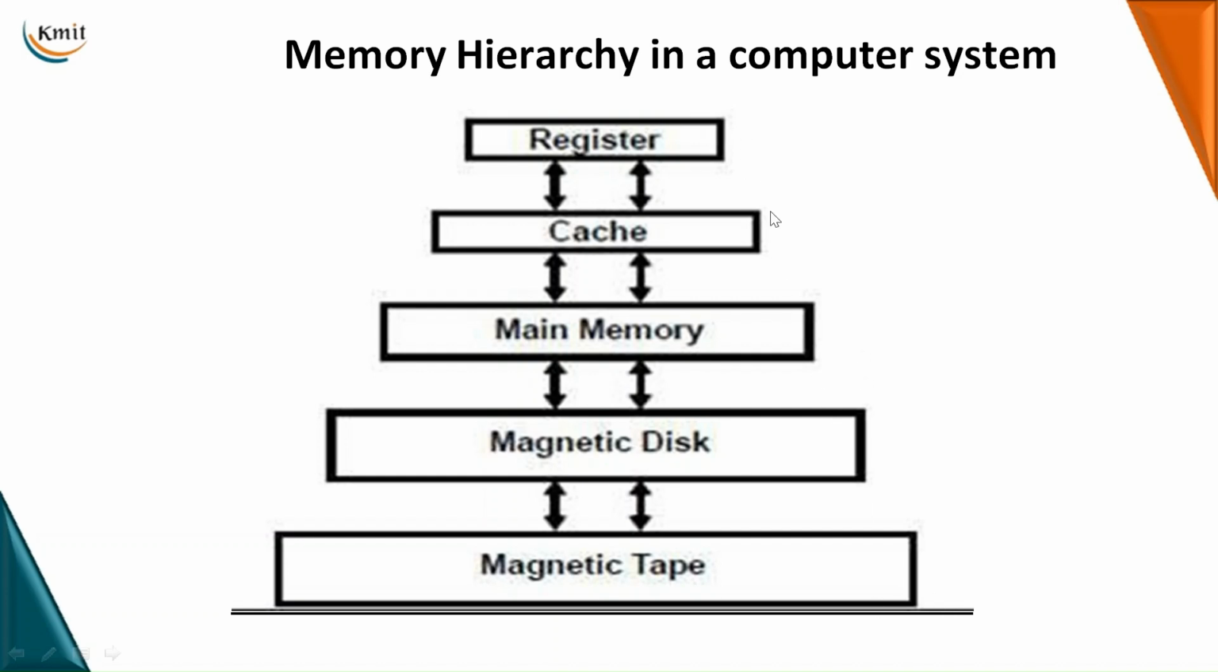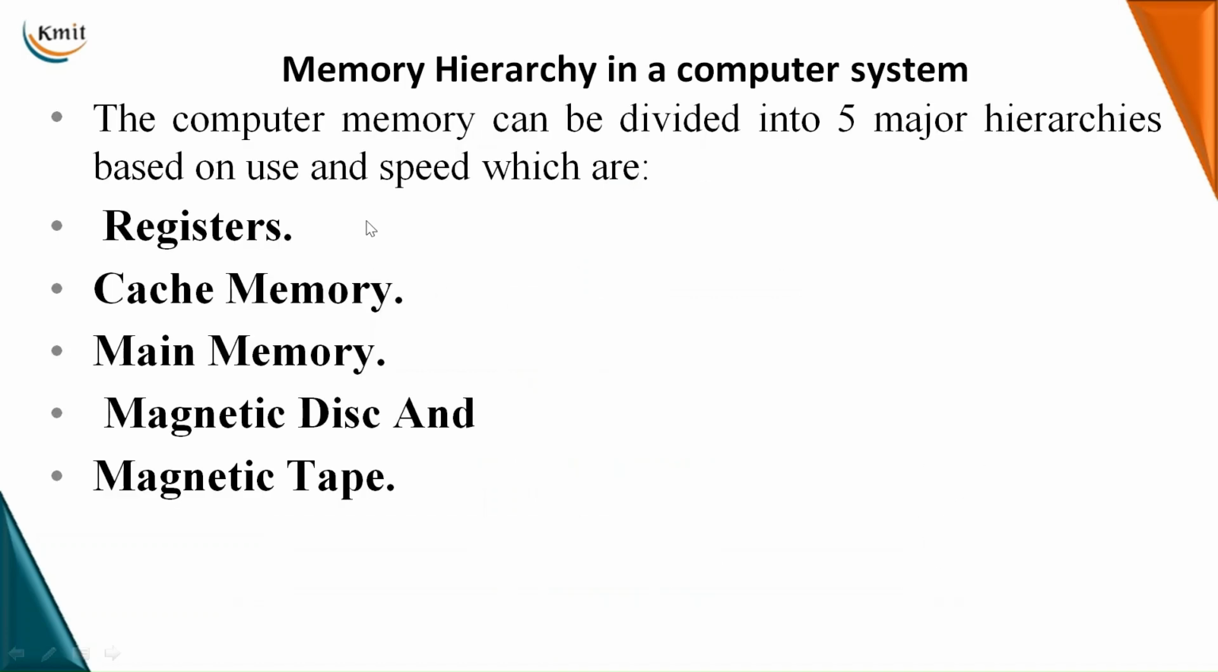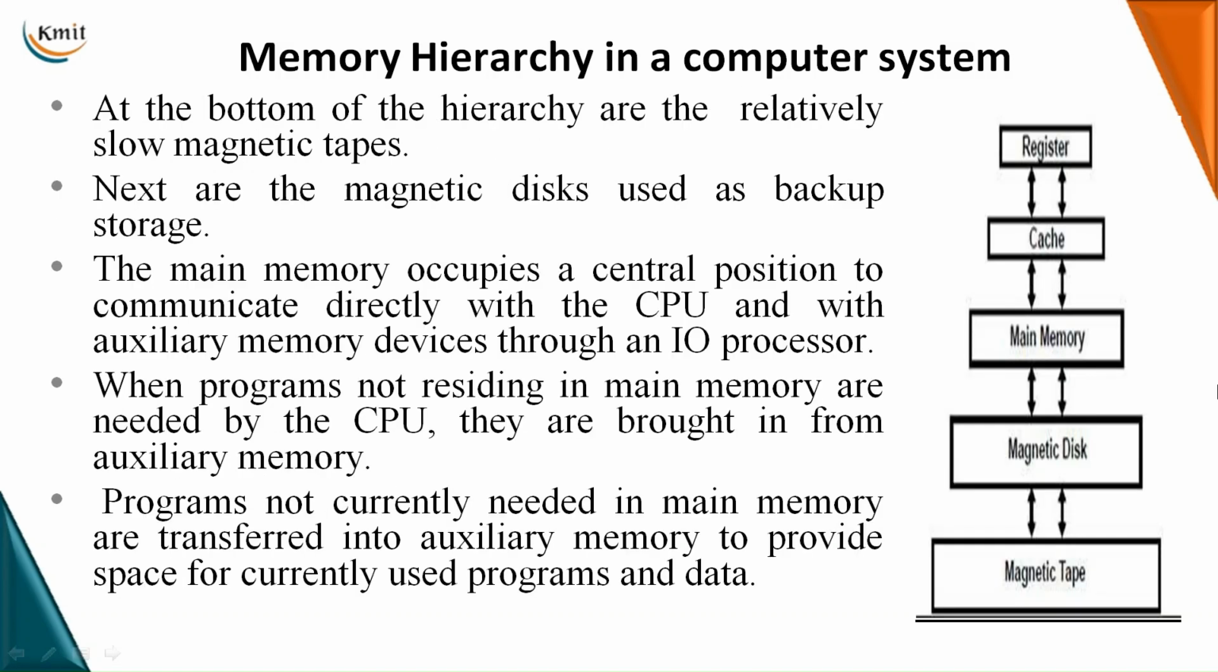So let's see the hierarchy. First is registers, then next comes the cache memory, main memory, magnetic disks and magnetic tapes. So the computer memory can be divided into 5 major levels based on the use of the memory and the speed, which are registers, cache memory, main memory, magnetic disks and magnetic tapes. If you look at the bottom of the hierarchy are the relatively slow magnetic tapes. Next are the magnetic disks, which are used for backup storage such as your hard disks or SSD, solid state disks. These are called magnetic disks.